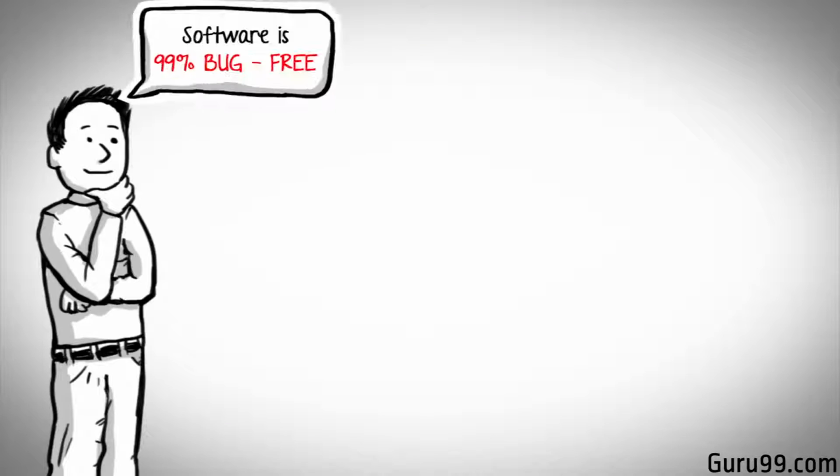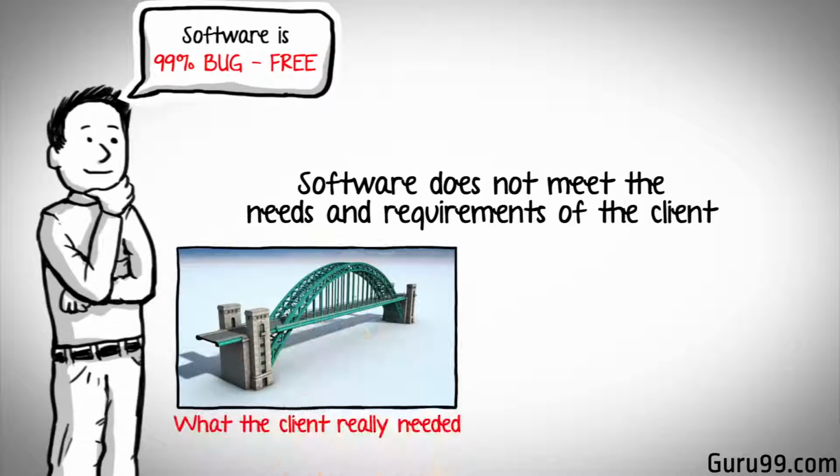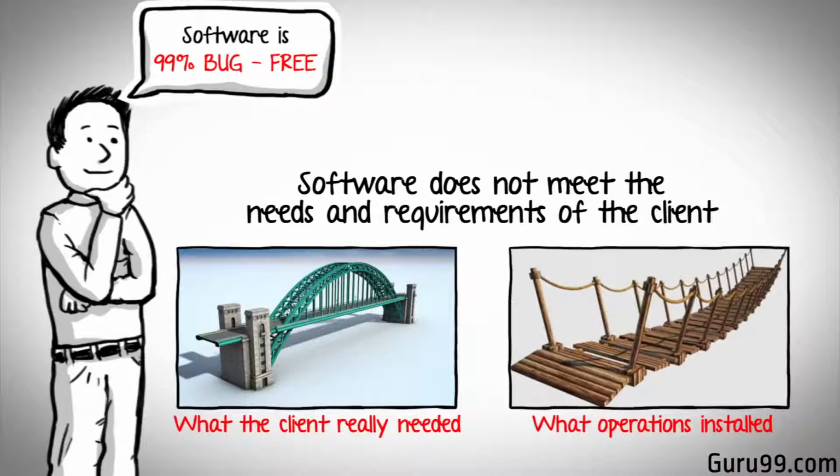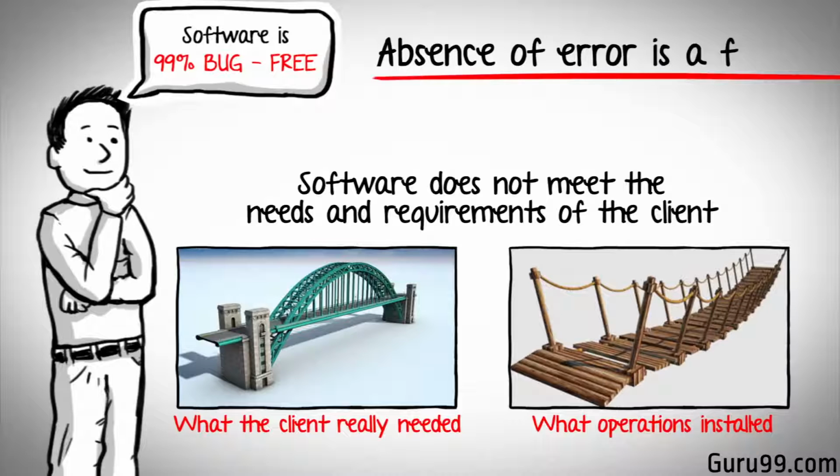But what if you work extra hard, taking all precaution and making sure your software product is 99% bug-free and the software does not meet the needs and requirements of the client? Which leads us to our next principle, which states that absence of error is a fallacy. Finding and fixing defects does not help if the system build is unusable and does not fulfill the user's needs and requirements.